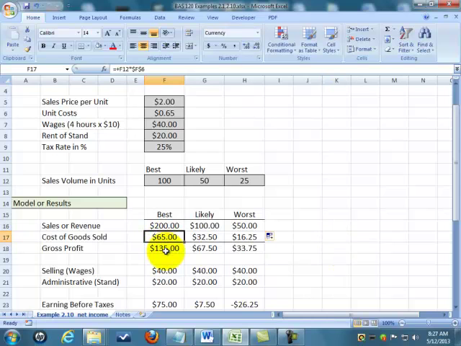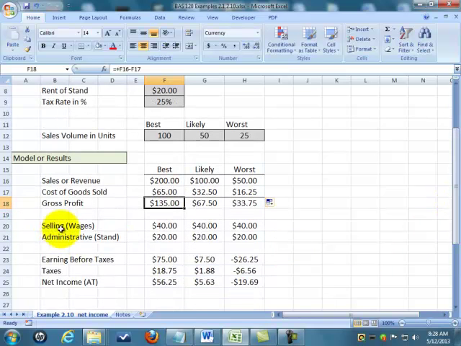My cost of goods sold is very similar, except it's the number of units times the unit cost. And again, I want to make this unit cost a fixed cell or an absolute cell. In that way, when I copy it on over, my units change, but my cost per unit does not change. My gross profit, which is an accounting term for simply revenue minus the cost of goods sold, is simply my 200 minus my 65, and then I copy that on over.